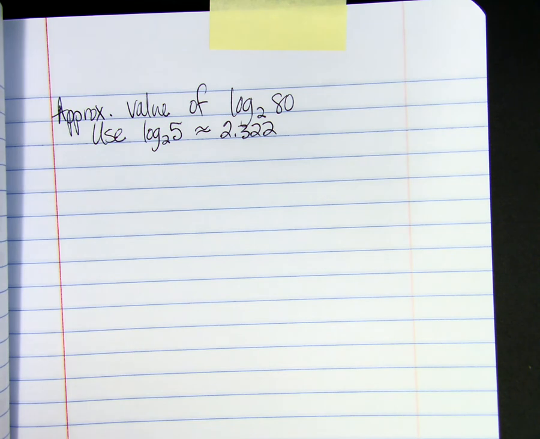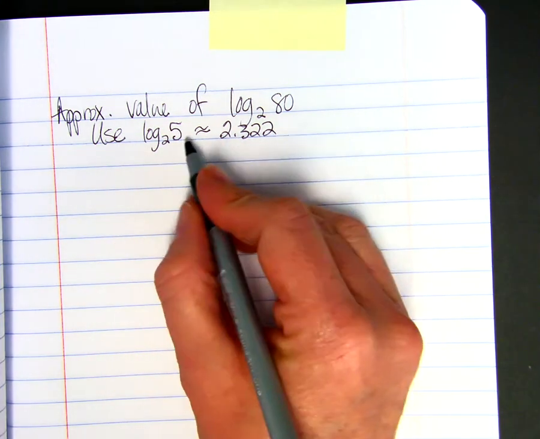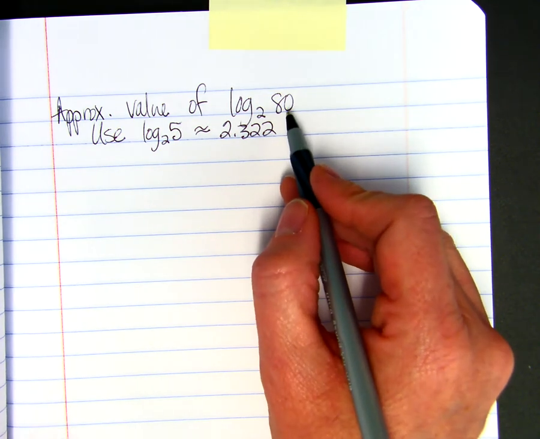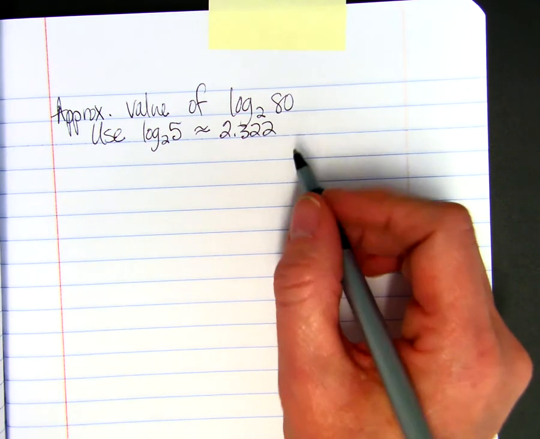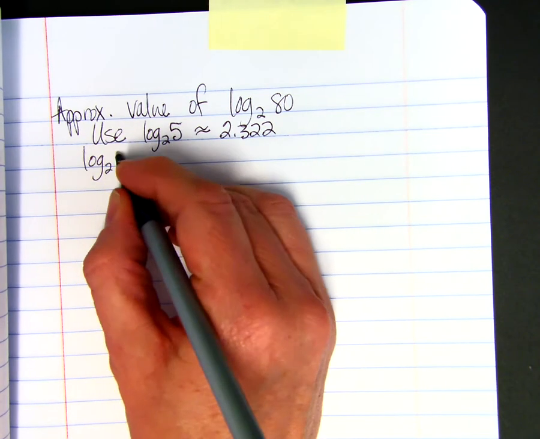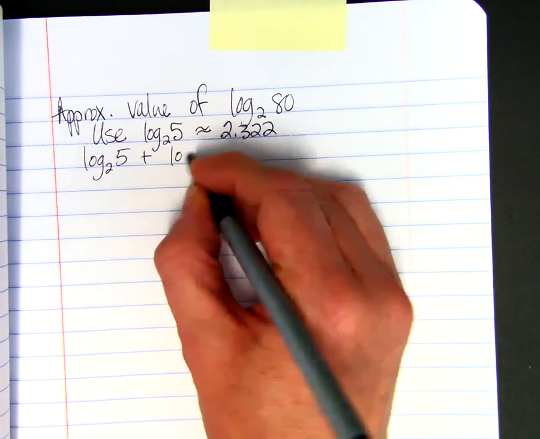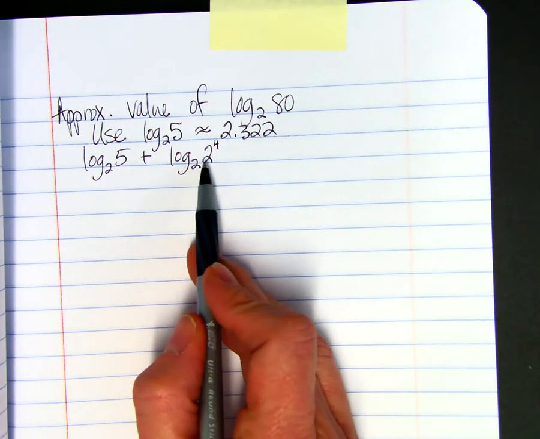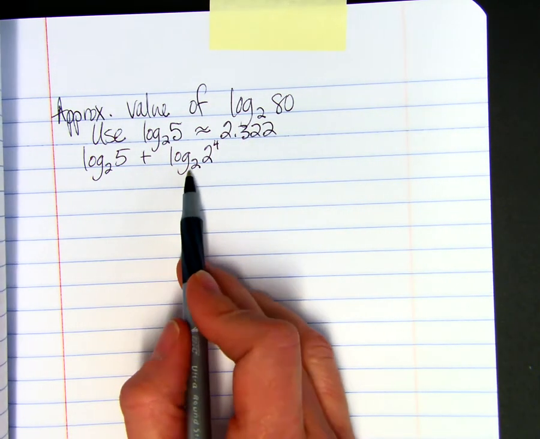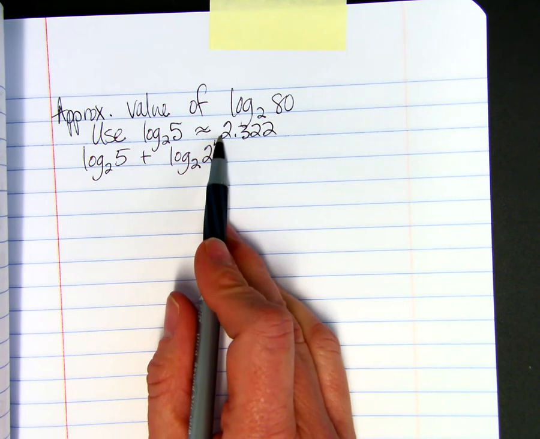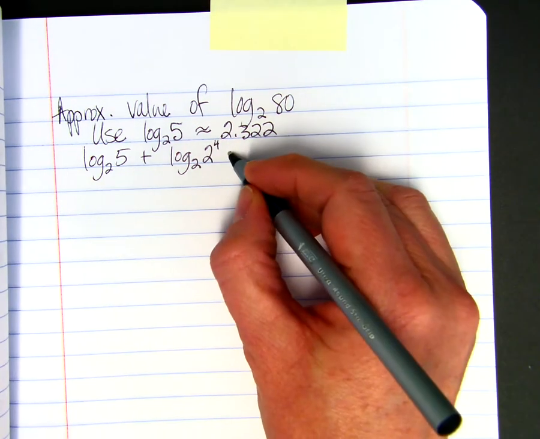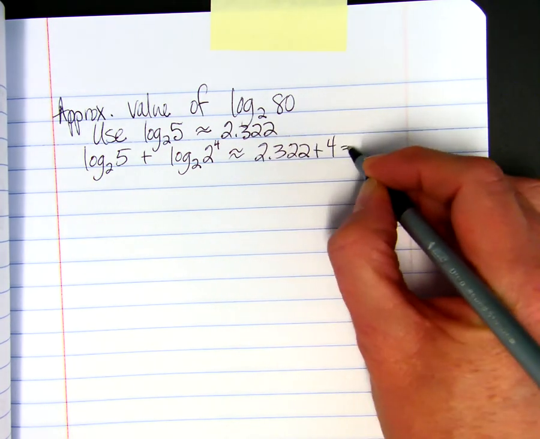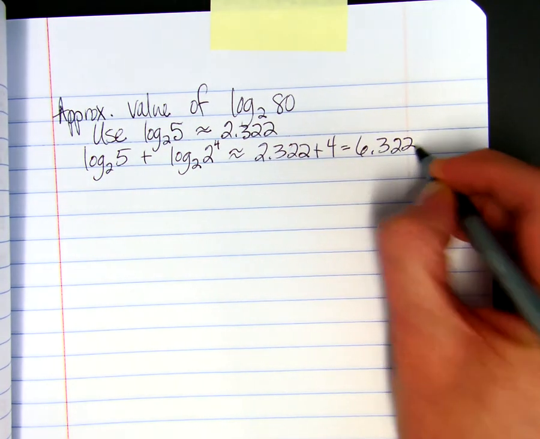So we could say 5 times 16 is 80, right? So we could do log base 2 of 5 plus log base 2 of 16, and 16 is 2 to the 4th, which we just learned earlier. Log base 2 of 2 to the 4th would just be 4. So we're going to do 2.322 plus 4, 6.322.